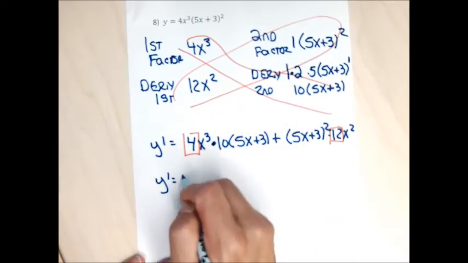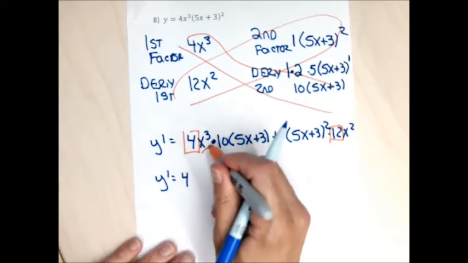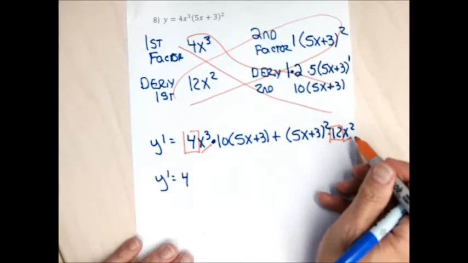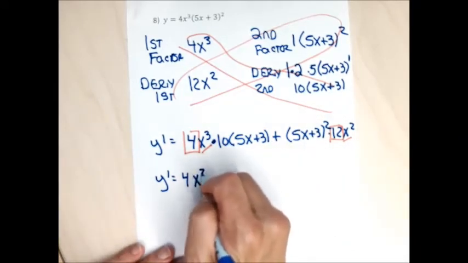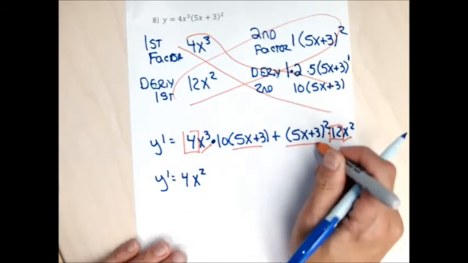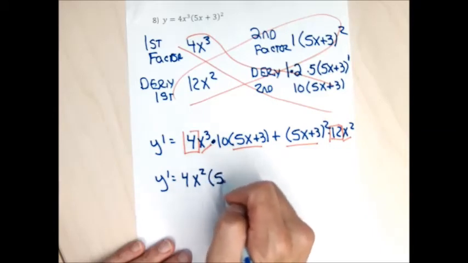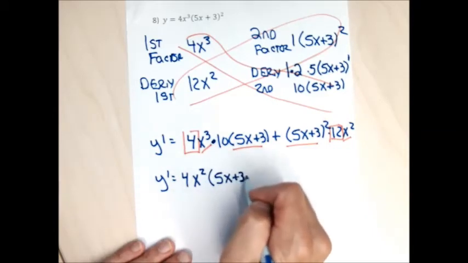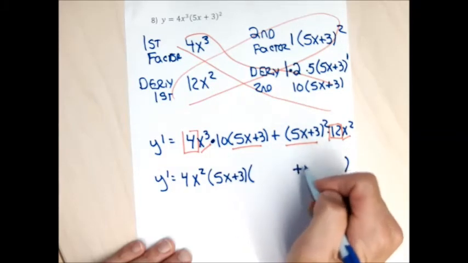So I'm going to pull the common factor of a 4, and between this single x to the third power and that single x to the second power, I need the smaller of the exponents, which is an x squared. And between this 5x plus 3 to the first and that 5x plus 3, I need a 5x plus 3 to the first. So that's my common factor. I'm going to leave this plus sign between.